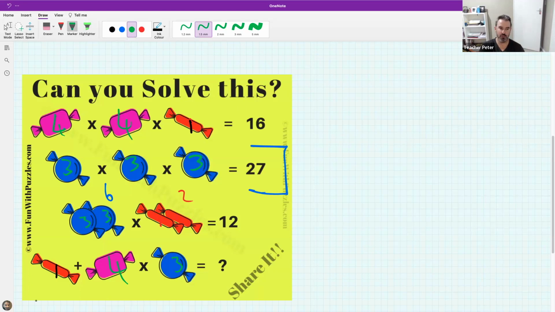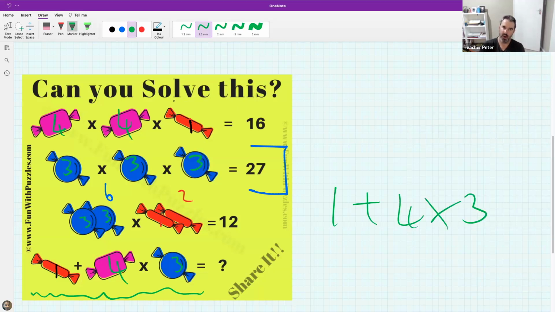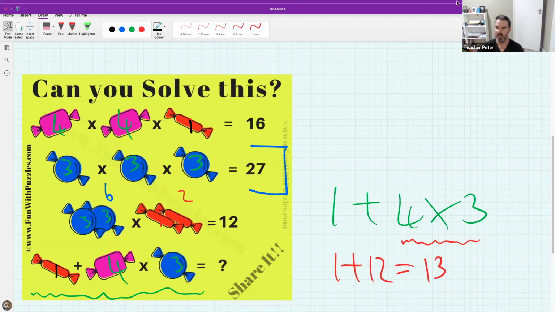Yeah. So now we have to use BODMAS or PEMDAS to help us figure out this bottom bit. What is the final answer going to be? So 1 plus 4 times 3, you have to do the multiplication first because of BODMAS. So what are we going to get? It's going to be 13, because BODMAS says do multiplication before you do addition.